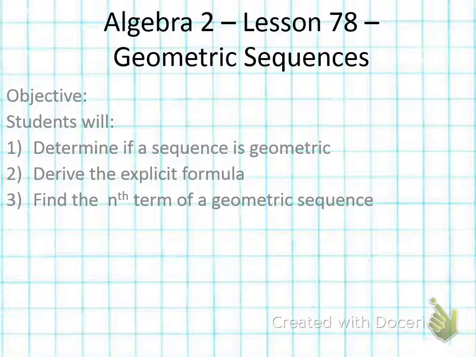It's a list. We're going to be doing an explicit formula. We're going to identify if we have this, if it's a geometric sequence or not. Okay? Here are the steps.